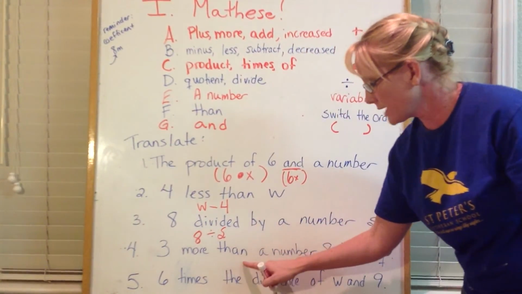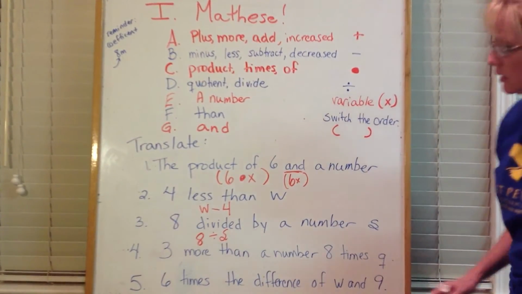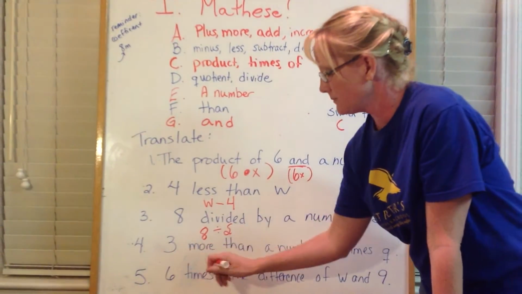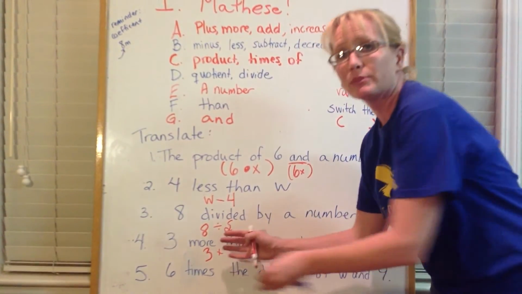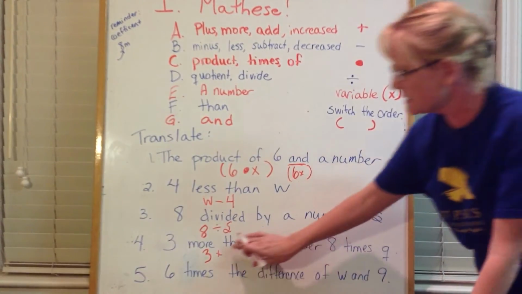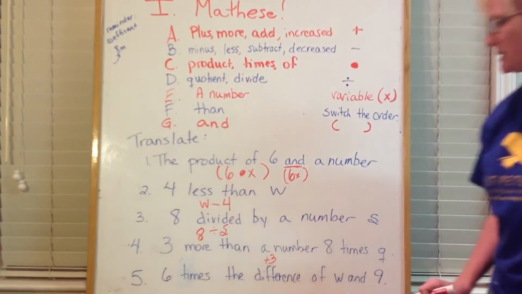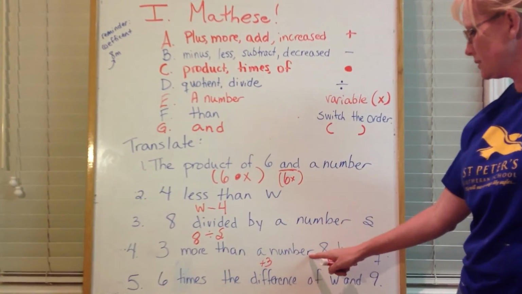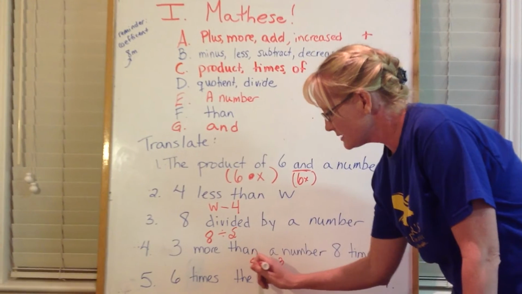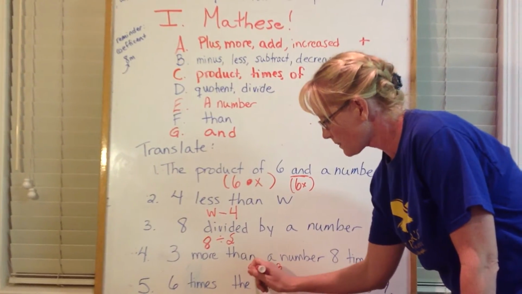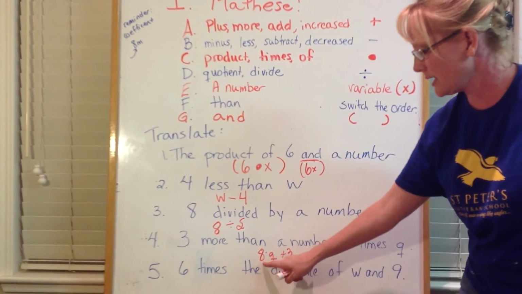3 more than a number 8 times Q. Okay, so let's start from the beginning. 3 more. Than tells us we're going to put this in the back. So let's erase it. We're going to put it over here and finish our sentence. A number 8 times Q. So this is 3 more than the number 8 times Q.